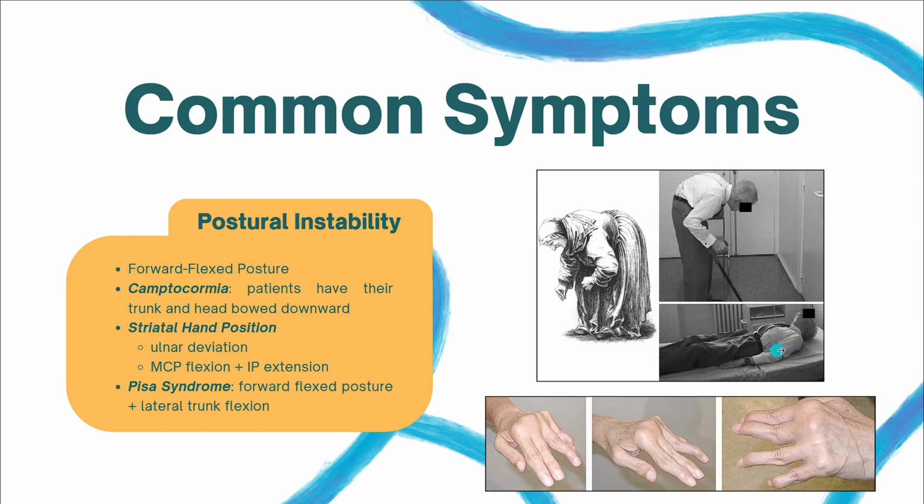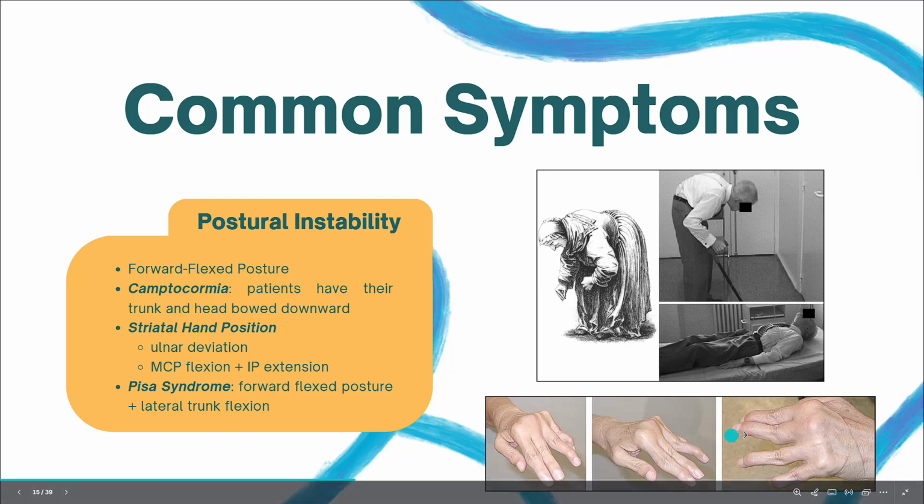So when he lays down, look, it's still slightly flexed even if it's laid down because it's rigid. There's instability. So imagine trying to walk with this type of posture. You would have a really hard time, right? We also have striatal hand position. You can see it here. Striatal hand position is described by slight ulnar deviation, meaning your hand would go medially. And there is flexion of the metacarpophalangeal joint, but extension of the interphalangeal joint. So you can see here, flexion of the metacarpophalangeal, but extension of the interphalangeal.